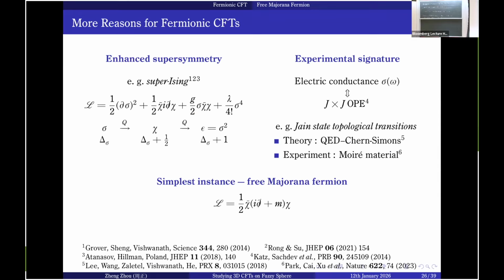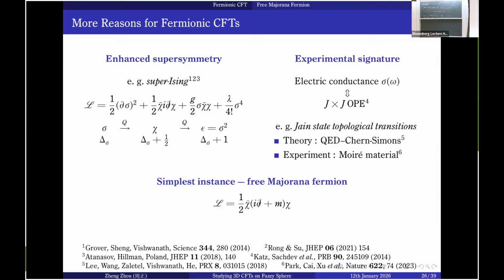For example, the Gross-Neveu model with one Majorana fermion has enhanced N=1 supersymmetry, where the fields sigma, pi, and epsilon are connected by the N=1 SUSY generator, and their scaling dimensions are locked together. And experimentally, these fermionic CFTs also have cleaner signatures.